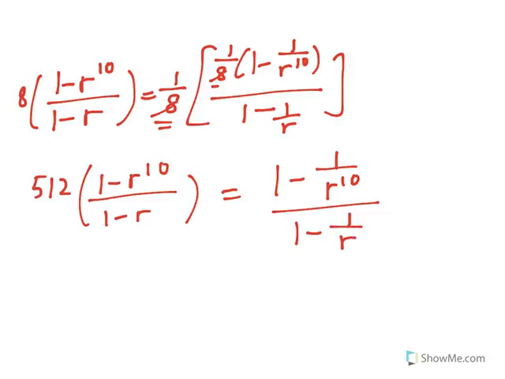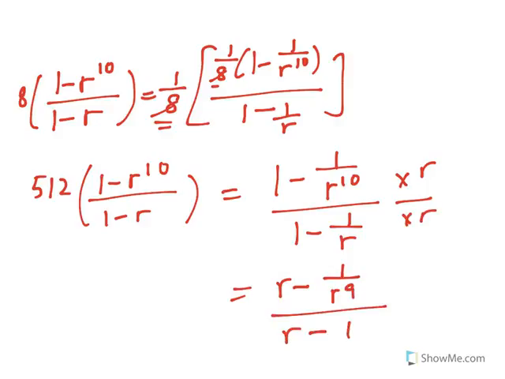Alright, what else can we do? We can multiply by R on the top and the bottom. That gives us R minus 1 over R to the power of 9, and we have R minus 1. Let's multiply by R power 9 again, so you want to get rid of this denominator. If you multiply by R power 9, this gives us 1 over R power 10, and at the bottom, this gives us R power 9.